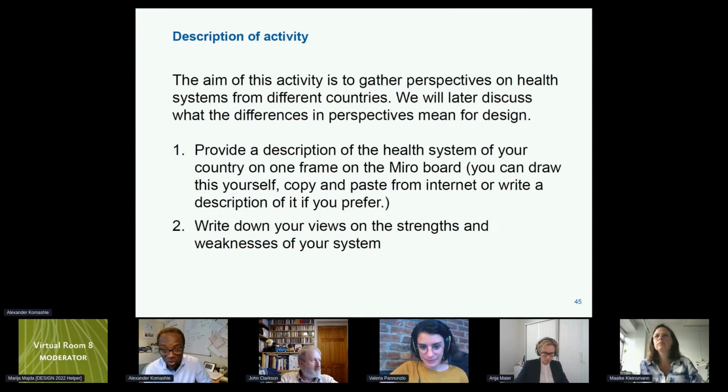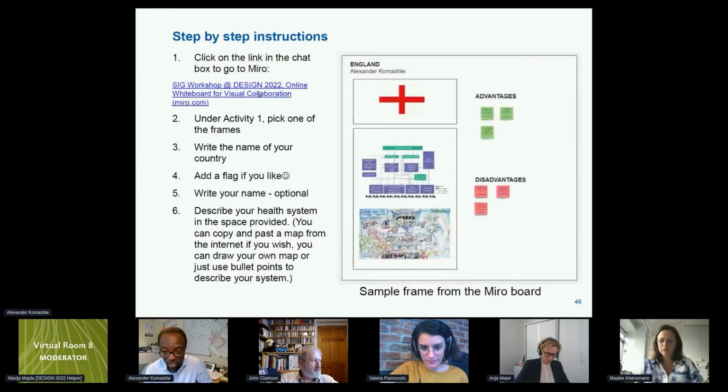So here is what I think is going to happen. You've got a link already, you're already in Miro. So here's an example. You will see that in the Miro where I put my name in England talking about. So if you fancy it, put a flag of your country there, and then write your own name if that's optional. Then provide that description. So as you've seen here, we've got the two examples from the English health system there. And I'll put a few notes there on what are the strengths or weaknesses or advantages or disadvantages of that system. So that is roughly what we will be doing.